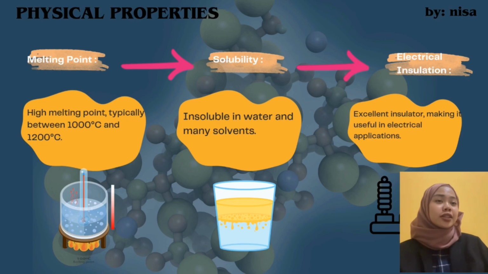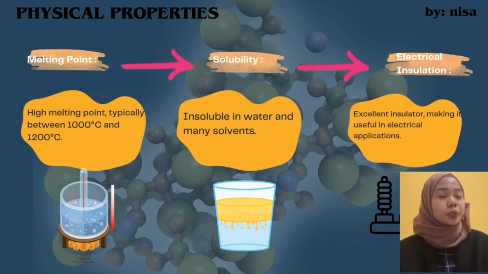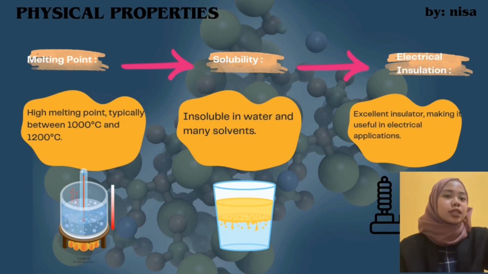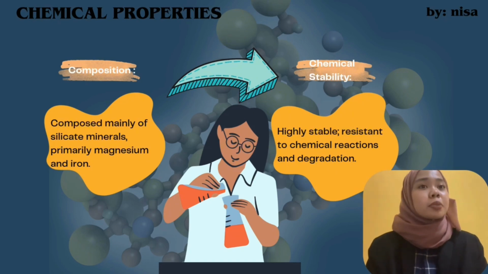So, for electrical insulation, it is an excellent insulator, making it useful in electrical applications. This combined characteristic of heat resistance, chemical stability, and electrical insulation makes asbestos a versatile material in various industries, despite the health risks associated with exposure to its fiber. Next is chemical properties.